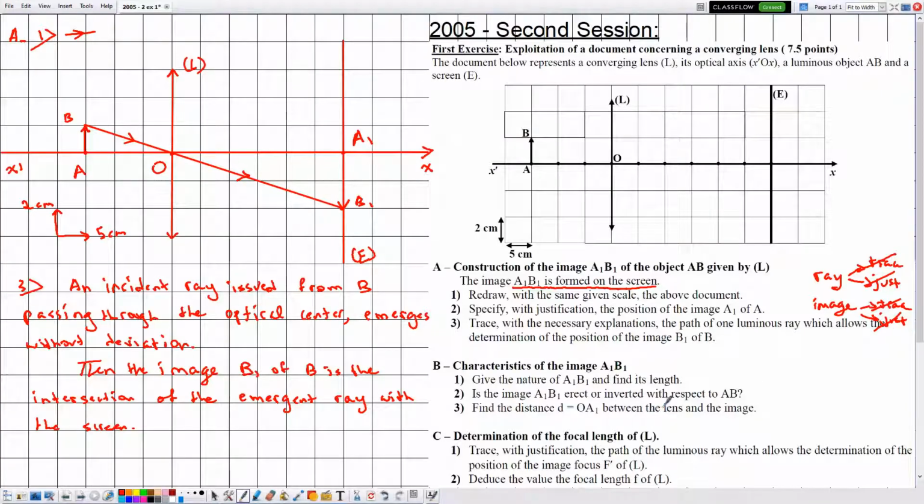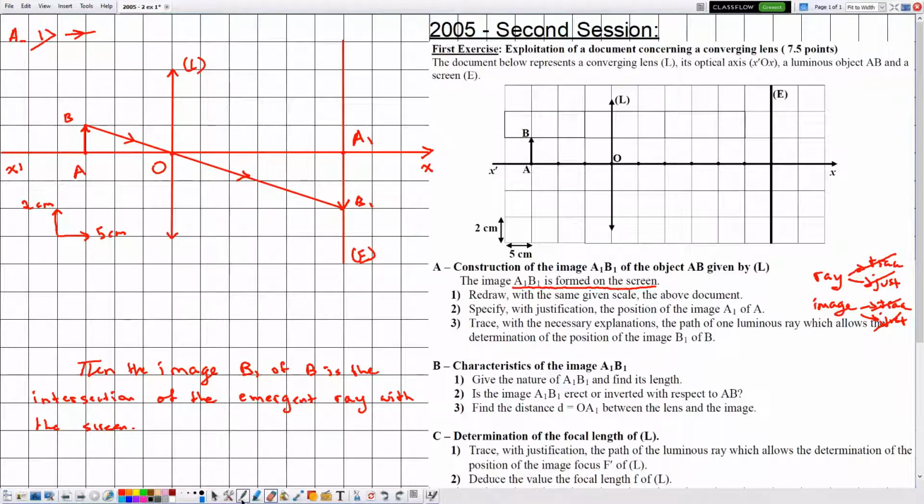So this is the justification and done for number 3. Now in part B they are telling me characteristics of the image A1 B1. In number 1 they are telling me give the nature of A1 B1 and find its length. So let me make some space. Now we are in part B, number 1. So nature.